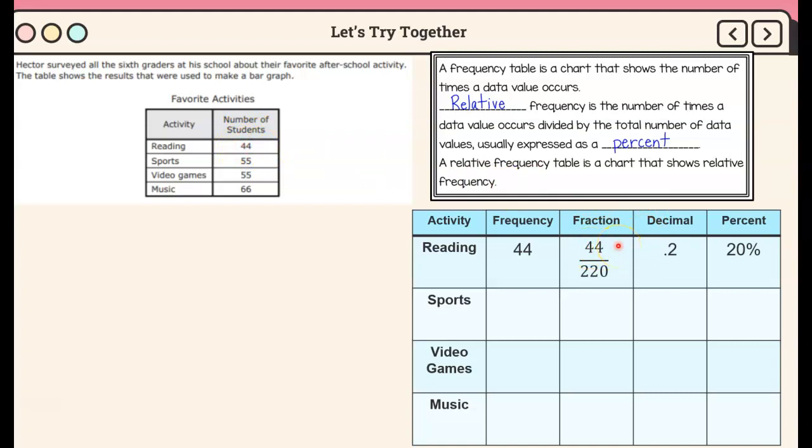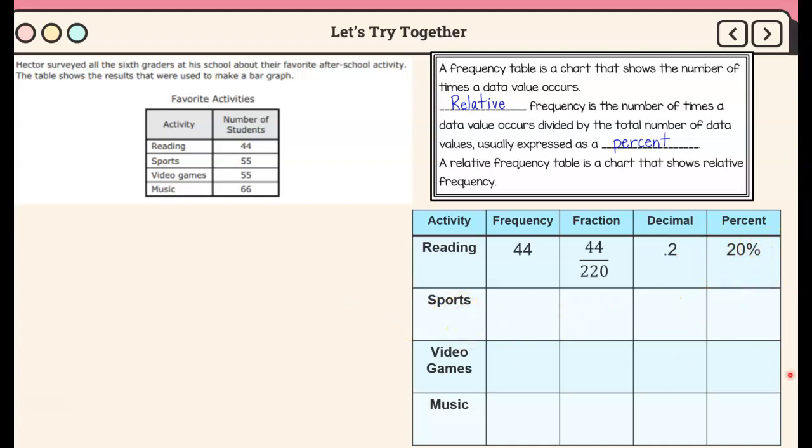Who remembers, how do you turn a fraction into a decimal? We divide, right? The numerator divided by the denominator. 44 divided by 220 gets you the decimal 0.2. How do we turn a decimal into a percent? We move the decimal place 2 spots to the right, take away the decimal, and add the percent sign.